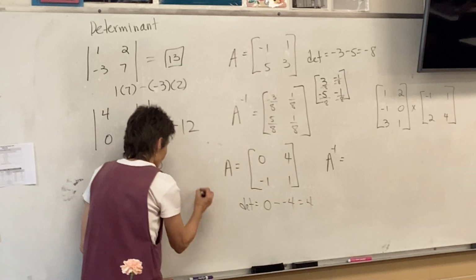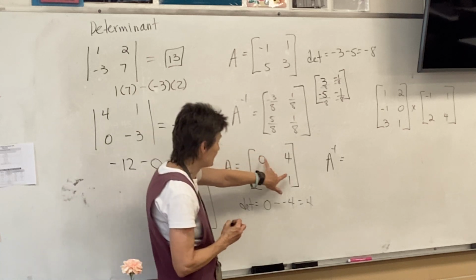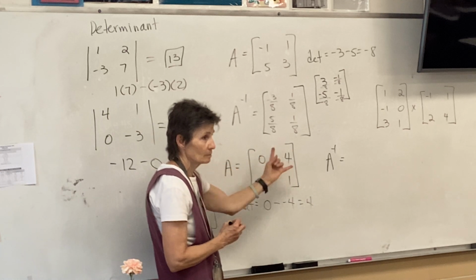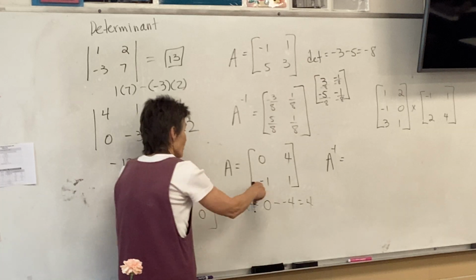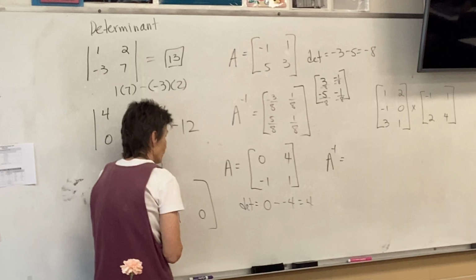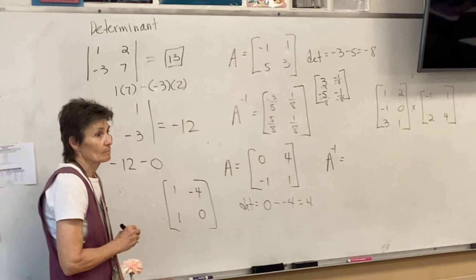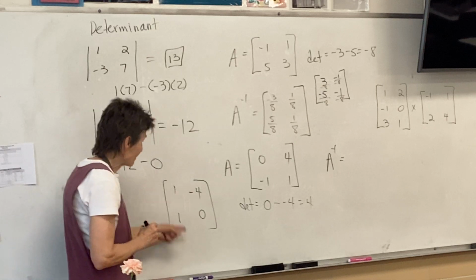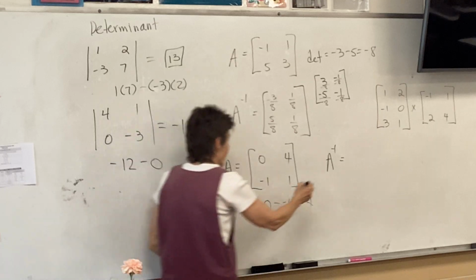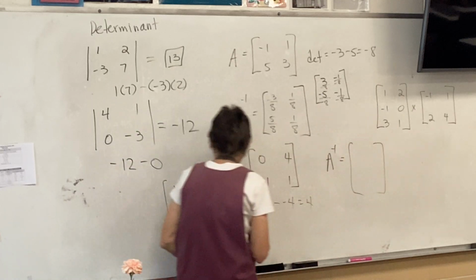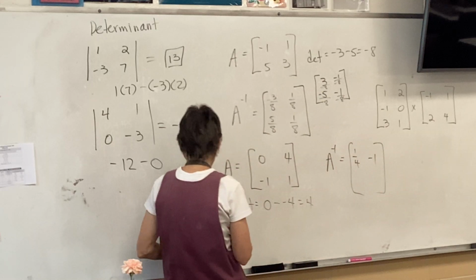All right, now we build our new matrix. How do we do that again? We take these two and flip them. So 1, 0. Then that guy is going to become +1, and that guy is going to become -4. And then we take that and divide it by 4. And that is our inverse. So our inverse is 1/4, -1, 1/4, 0.